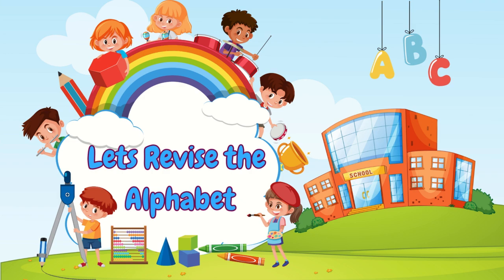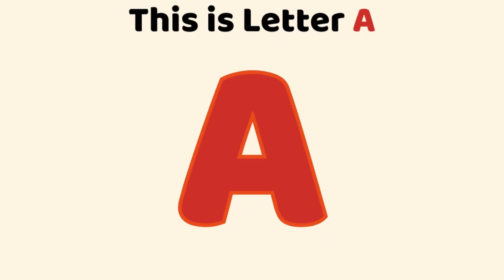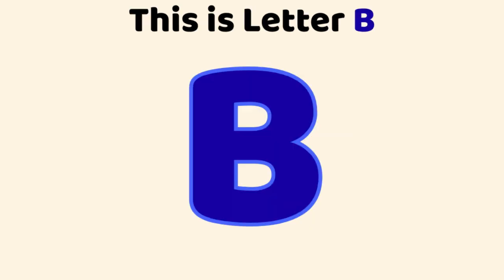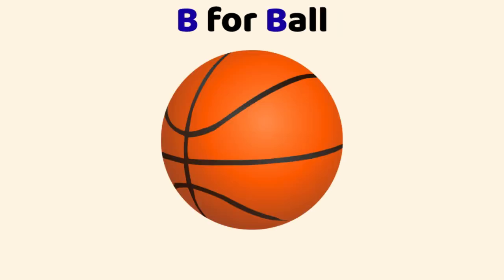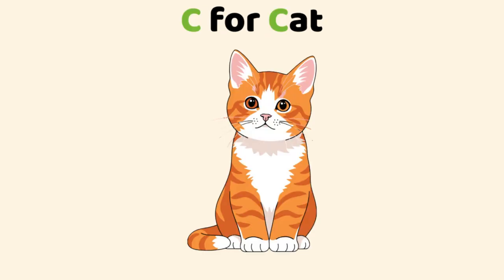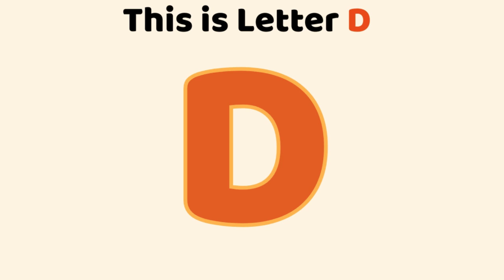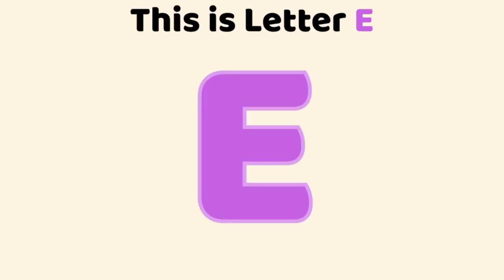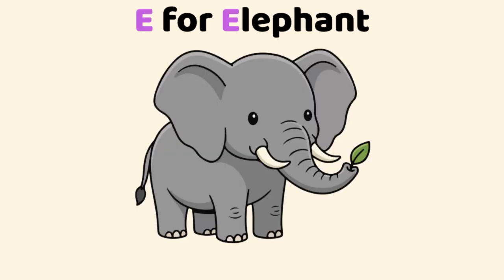Let's revise the alphabet. This is letter A. A for apple. This is letter B. B for ball. This is letter C. C for cat. This is letter D. D for dog. This is letter E. E for elephant.